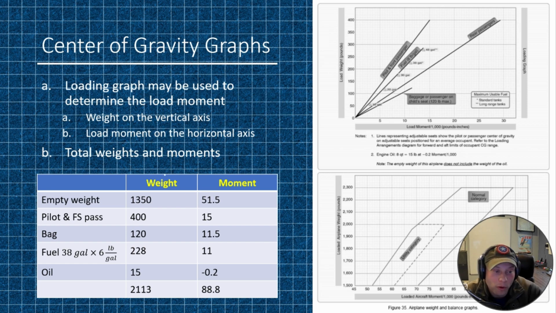Anyways, like before, we take the sum of the weights and the sum of the moments, comes out to 2113 and a moment of 88.8. In this case, we're not looking at a center of gravity graph now. Now we're looking at a weight versus moment graph. So instead of dividing the moments by the weights, we're just going to leave it as is, and then find our weight, 2113, somewhere over here, and our moment, 88-ish, somewhere like right there. So we, again, are in our normal category, and we're safe to fly. Within weight, within balance, and we're good to go.